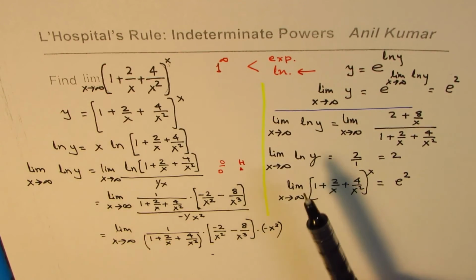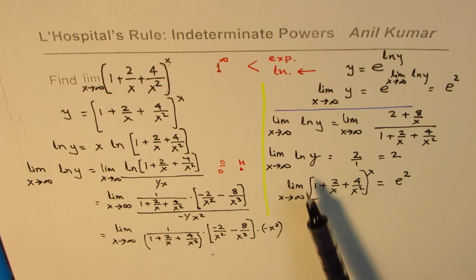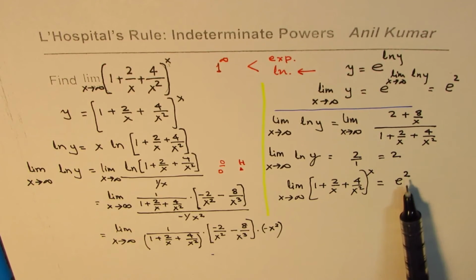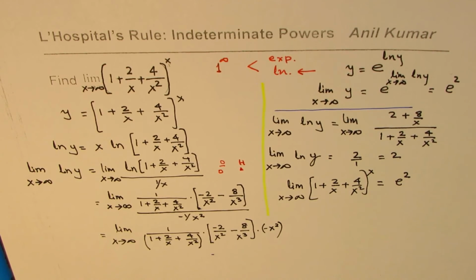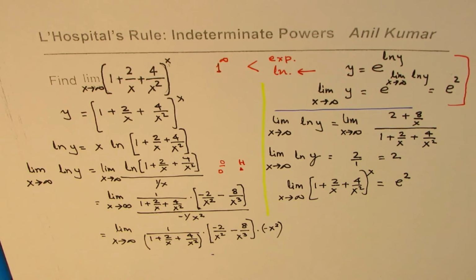So once you do this and you get the limit for ln y, then the limit for the function will be e to the power of that answer. This is the theory behind it, correct? So we get e squared as the limit of the given function in our case.